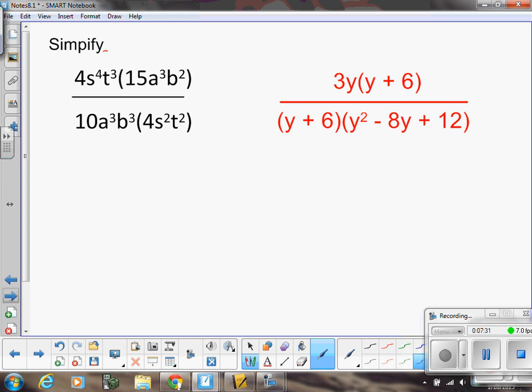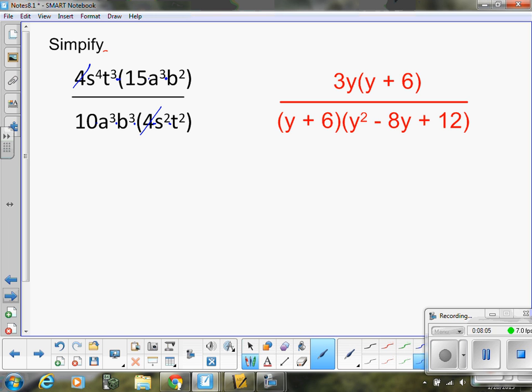All right, let's look at a little bit more complicated one. Even though you get a whole bunch of numbers going on, if everything is multiplication, you still just look for common things, like a t that will cross off with a t, or a 10 and a 15, or a 4 and a 4 that will just cross off. That still means multiplication. Everything is being multiplied together.